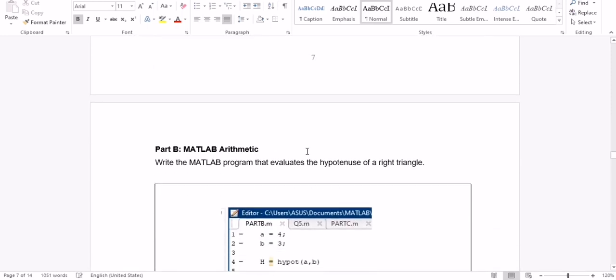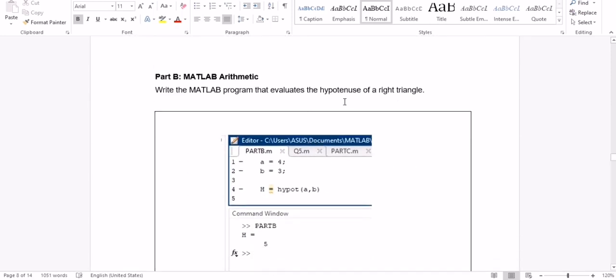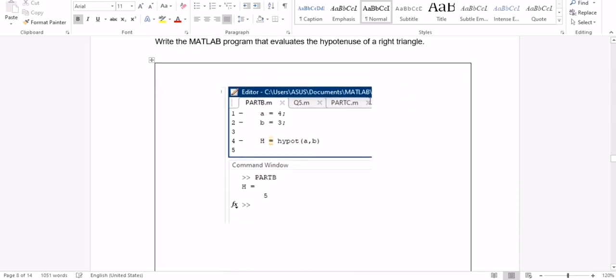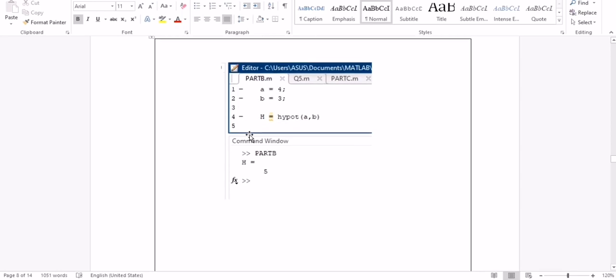So we proceed to part B. For part B, they asked us to find the value of the hypotenuse of a right angle triangle. In the question, they gave the values of a equals 4 and b equals 3. So we find the value of the hypotenuse by using this method: h equals hypot(a, b). So we get the hypotenuse value as 5.